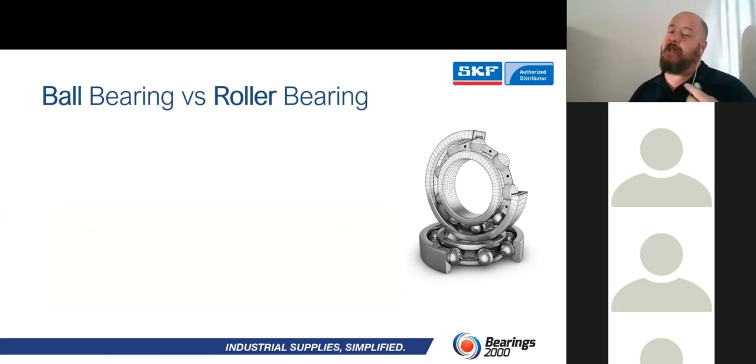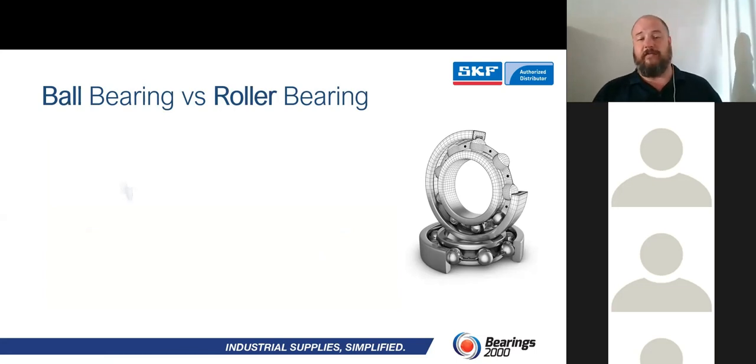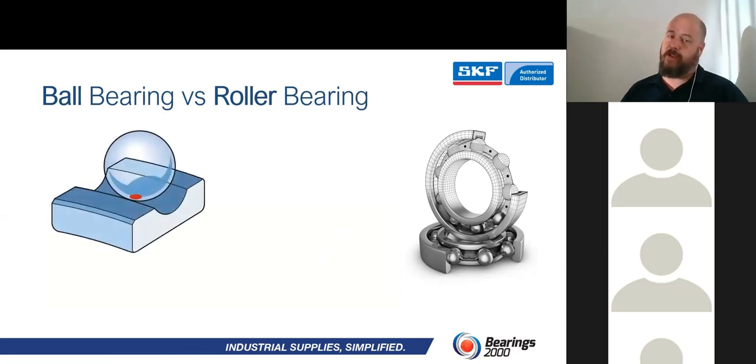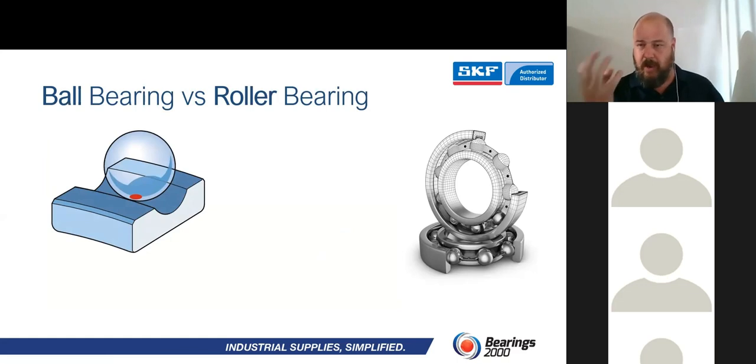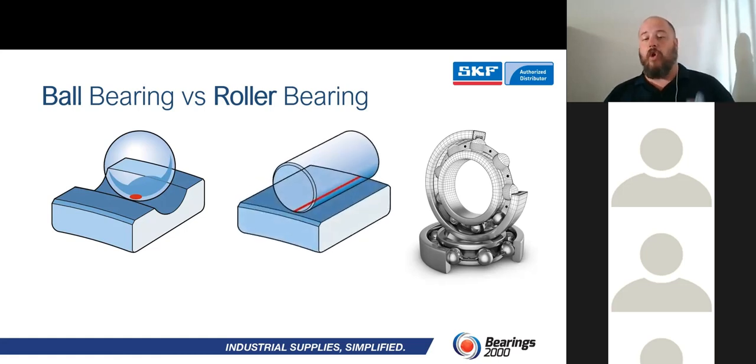And we need to understand that they've all got a certain function. So when we look at the ball bearing, we're looking at a round ball that's got only a point making contact between your inner race and your outer race. Your roller bearing's got a nice line contact.